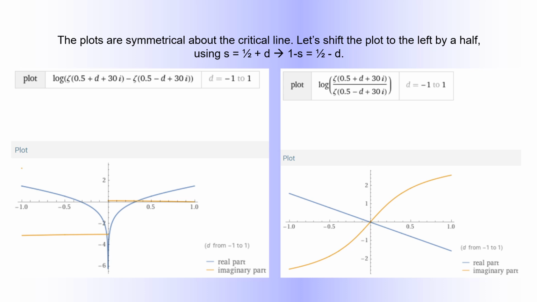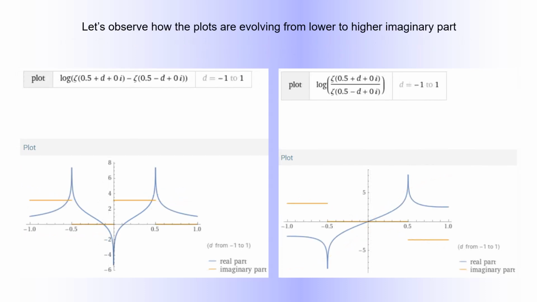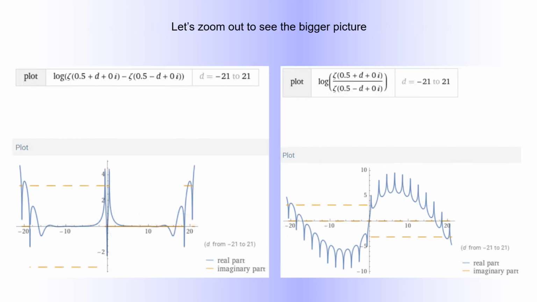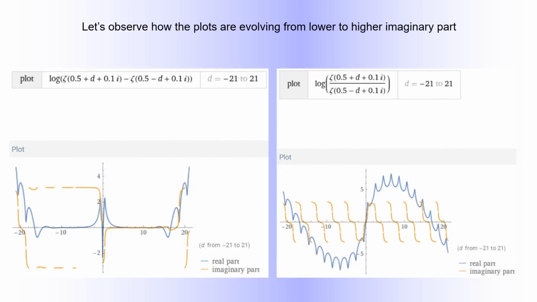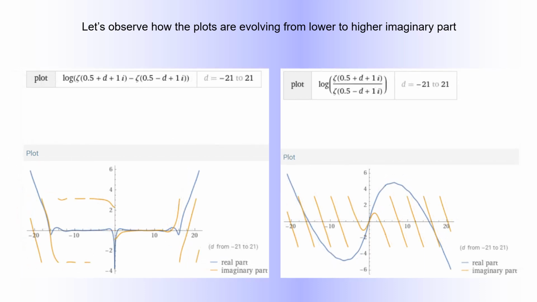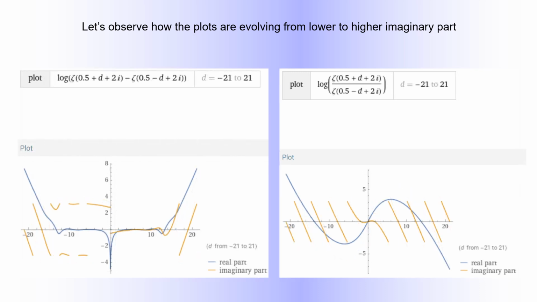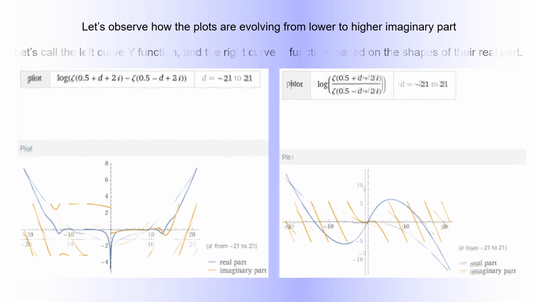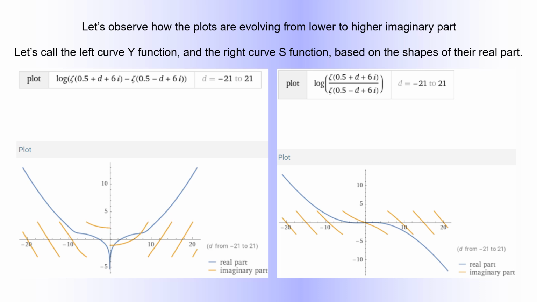Let's shift the plot to the left by a half, using s equals a half plus d. Let's observe how the plots evolve from lower to higher imaginary part, starting with 0i. Let's zoom out to see the bigger picture, and continue to higher imaginary part. Let's call the left curve the y function, and the right curve the s function, based on the shapes of their real part.